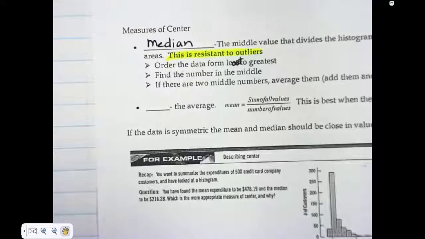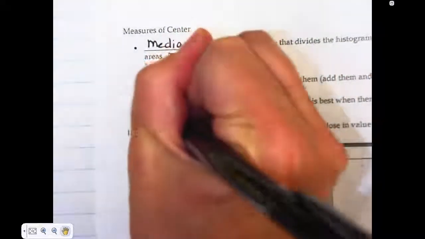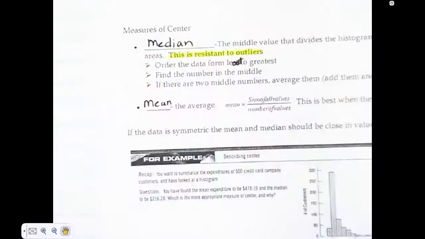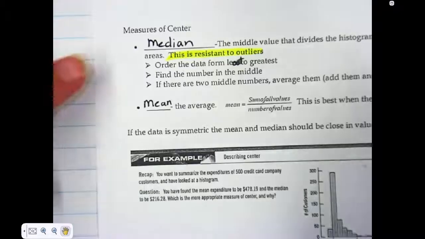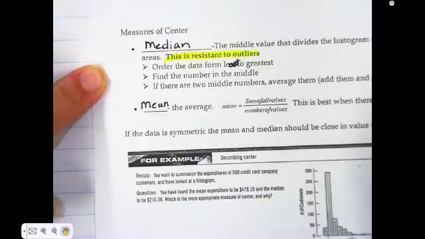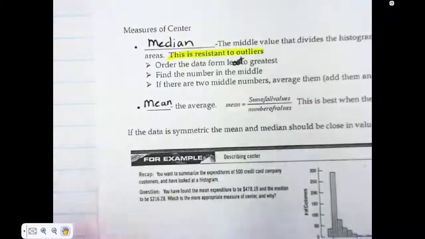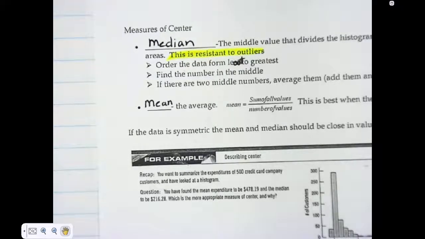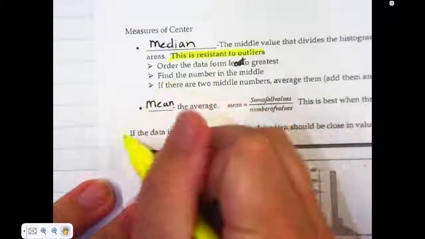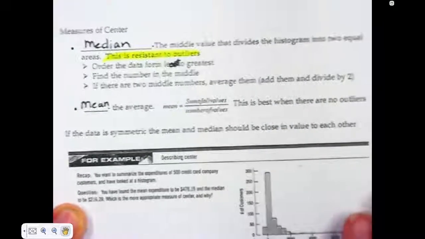Now on the other hand, you have your mean, which is just the average. You add them all up and divide. That's best when there are no outliers. So if there are outliers, you want to use the median because it's resistant, and the mean when there are no outliers. If the data is symmetric, the mean and median should be very close in value. That's one thing you're going to notice as you go through some of these.